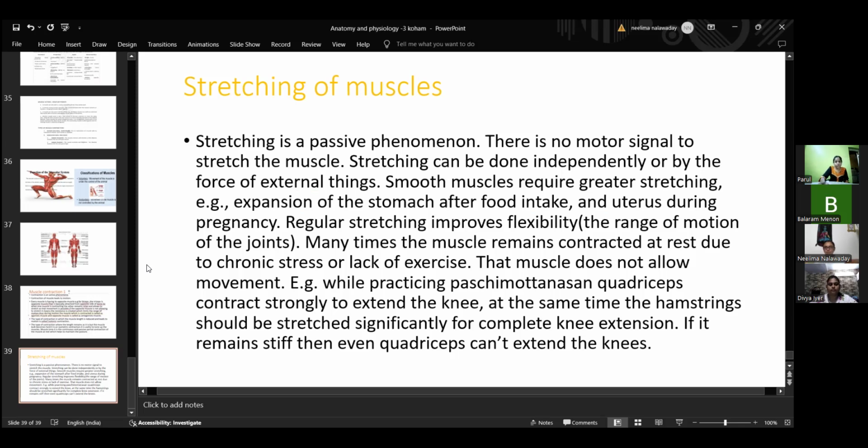We can take support if we are trying to practice middle split. So we can take assistance or external force. Smooth muscles are very good at stretching, because expansion of the stomach after food intake happens automatically. Stomach full with food, so the stomach bag or muscles can stretch.